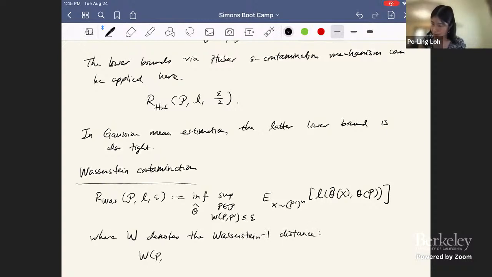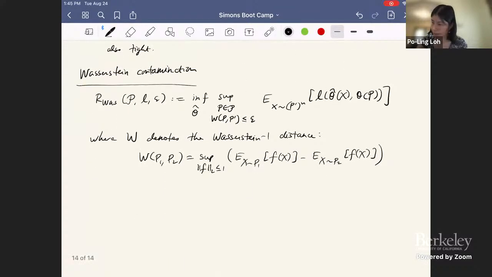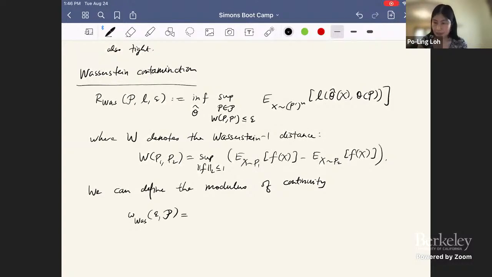And in the particular case I want to mention, let's say it's the Wasserstein 1 distance, which can be written in terms of Wasserstein distance between P1 and P2 is the supremum over all 1-Lipschitz functions of expectation under X coming from P1 of f of X minus expectation X coming from P2 of f of X. Okay, and then we can define the modulus of continuity. And now we'll call it omega sub W of epsilon, P. And this is equal to the supremum.